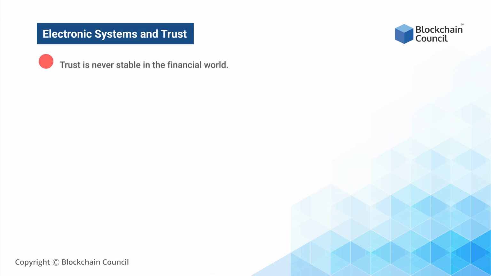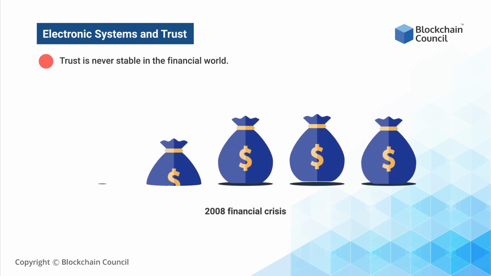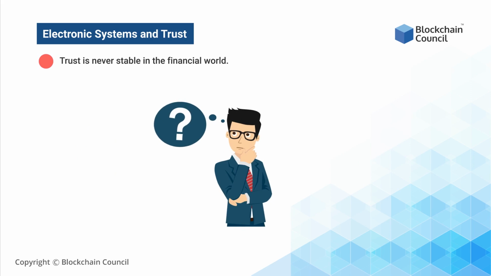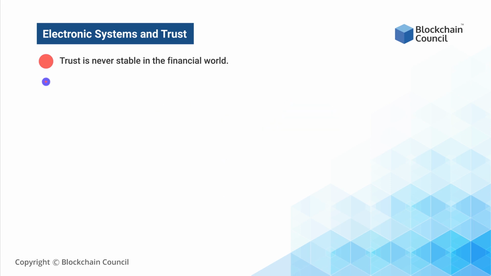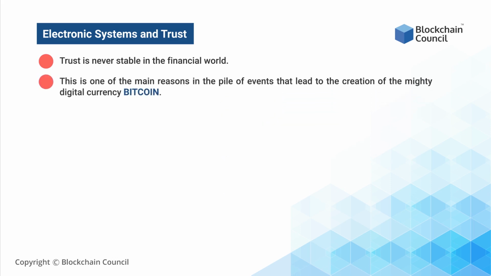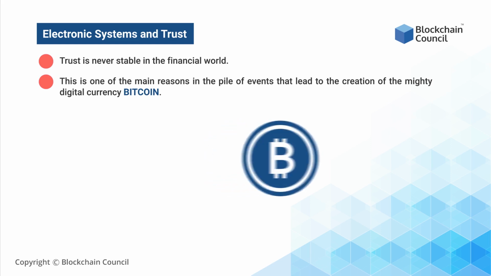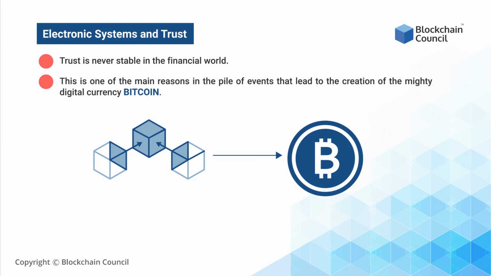Well, trust is never stable in the financial world. The 2008 financial crisis made people have second thoughts on these organizations and banking systems, which play the main role in digitizing the cash. People began to think that they may have trusted them blindly as there was no other option available, and they later realized that these organizations are not much reliable after all. This is one of the main reasons in the pile of events that led to the creation of the mighty digital currency Bitcoin. The blockchain technology is an effort that was made to re-establish the long-lost trust in digital transactions.